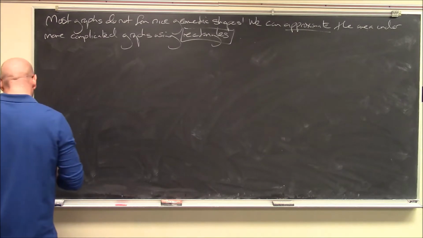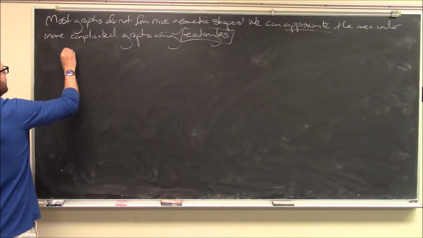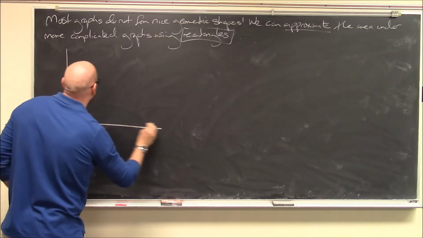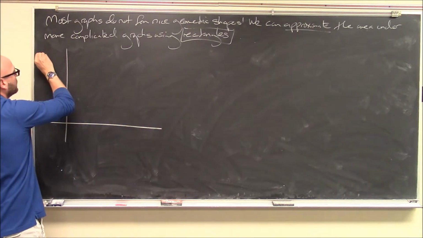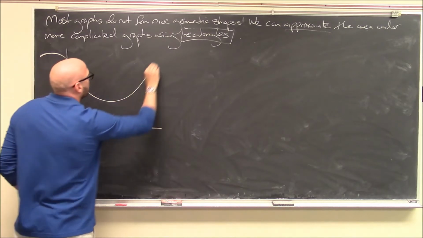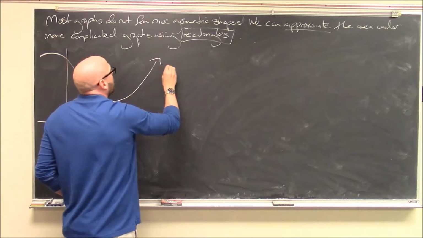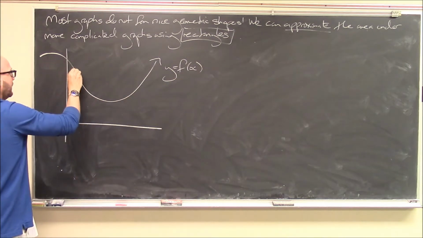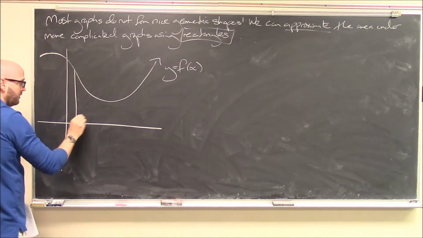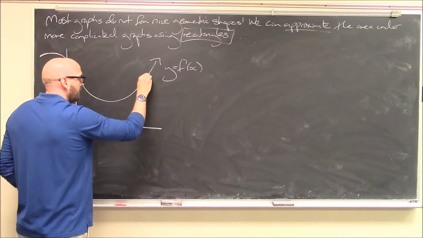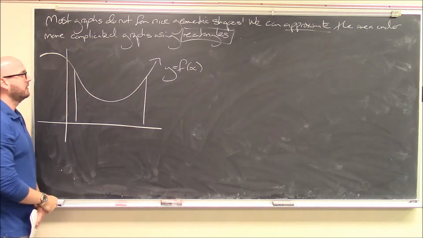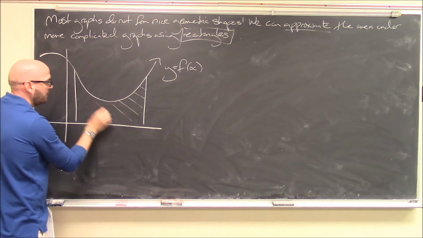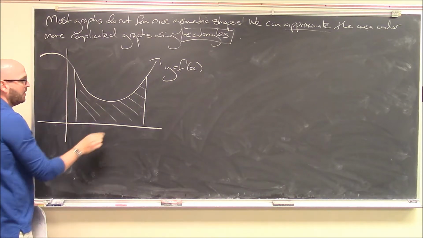So let's see. We're going to start with, I'll draw something with a lot of curvature. There we go. There's y equals f of x. And we want to find the area under the curve. I'll very lightly shade this. We want to find this area.